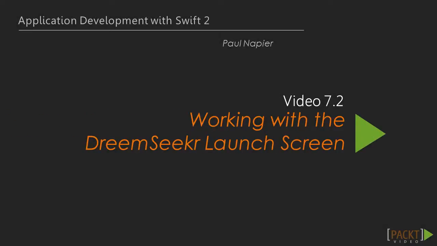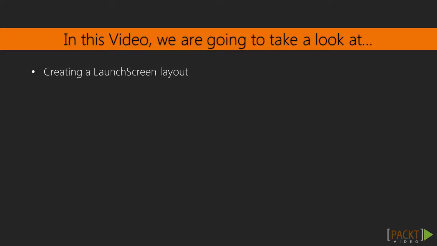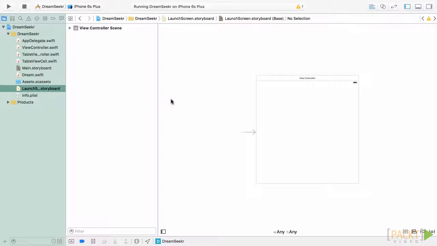So let's finalize our project and create the launch screen. In the previous video, we learned how to add icons into our application. So in this video, we'll have a look at how we create the launch screen layout using storyboards again. The final thing we want to do is to add a launch screen into our application.